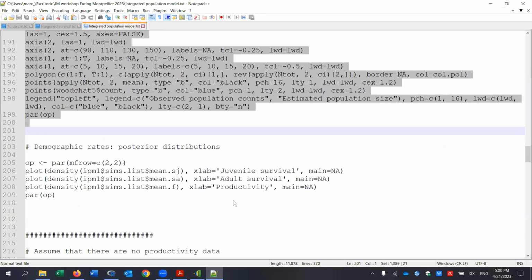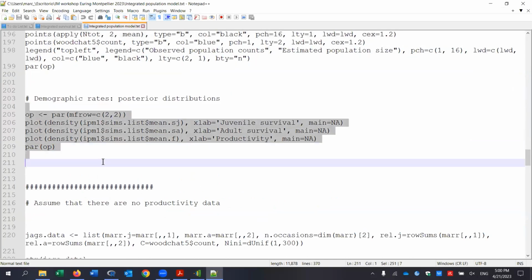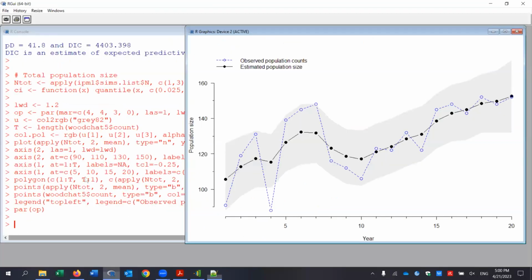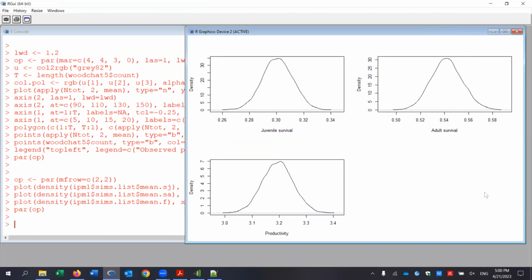Good. Now the next thing here is also what I mentioned before. Just look very briefly, because that's not so interesting. Perhaps these are the posterior distributions of the demographic rates of juvenile survival, adult survival, productivity.